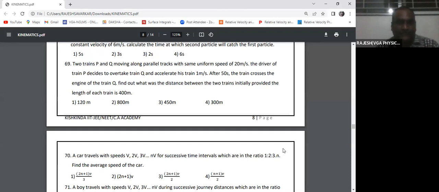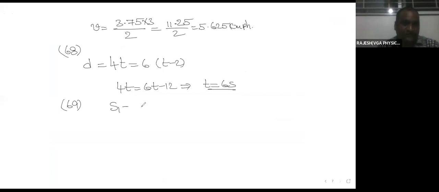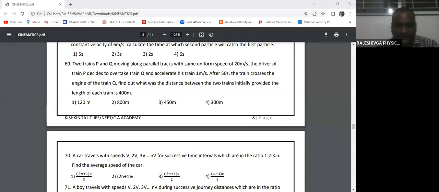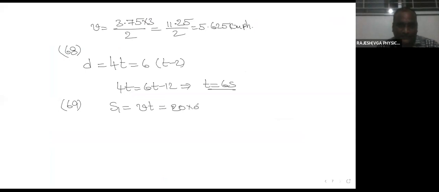So both are traveling with 20 meters per second. So what is the distance traveled by the first train? S1 is equal to Ut, because it is going with constant speed, initial velocity. They are traveling with 20 meters per second for 50 seconds, till it catches. So 20 into 50, the first one travels 1000 meters.